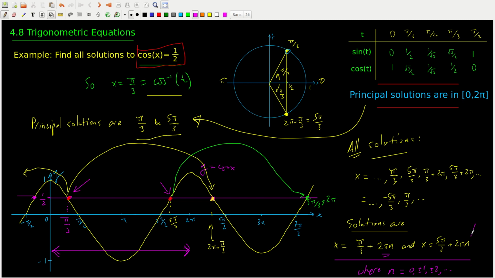All of these integer n's are just doing full rotations from our starting point, and we've got two starting points, 5 pi over 3 and pi over 3. So that gives us an infinite number of solutions to this relatively simple looking equation, but we built them all by finding the principal solutions. Let's have a look at another.